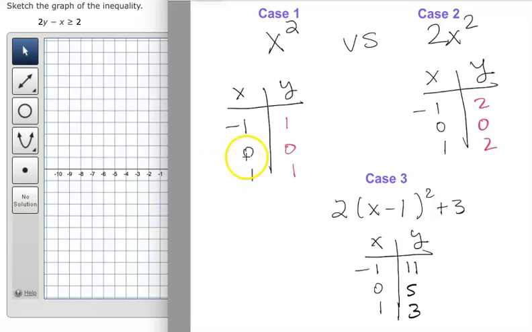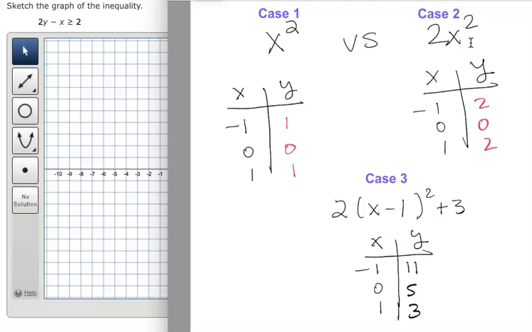Then you can pick any of these points, whichever one you want. You can pick -1, 1, or 0, 0, which is the vertex, that wouldn't work for you, or 1, 1 as the next one. This is called a t-table, and I picked these points and then I found this by substituting x into this. Second case, I have 2x squared. I didn't do the work for you, but I know what the vertex is. The vertex is 0, 0 as well, which is (h, k).